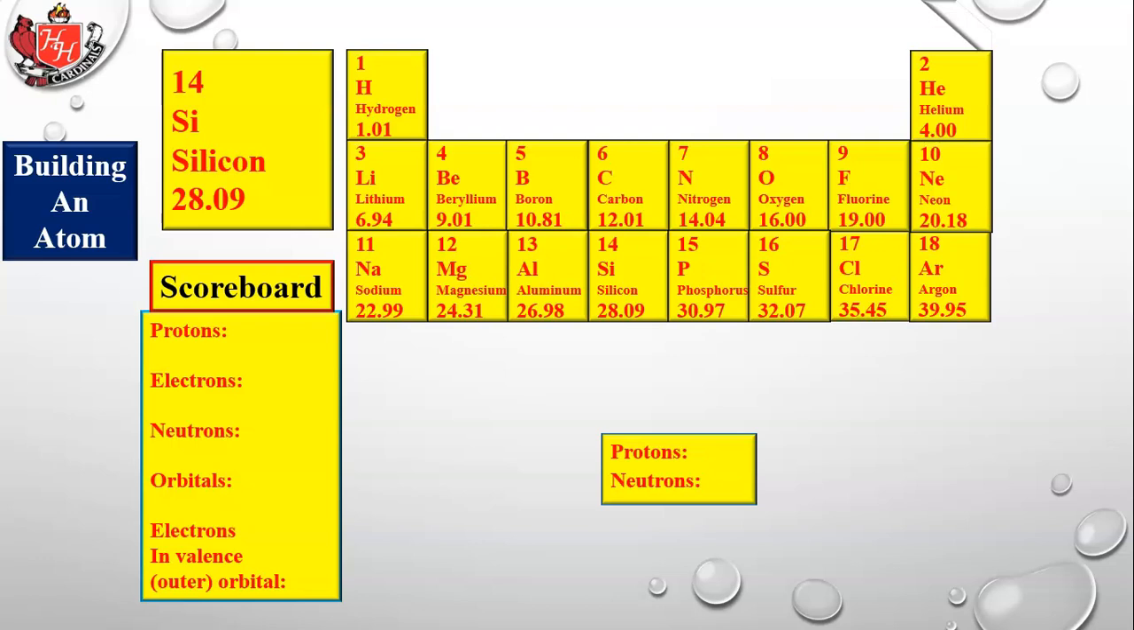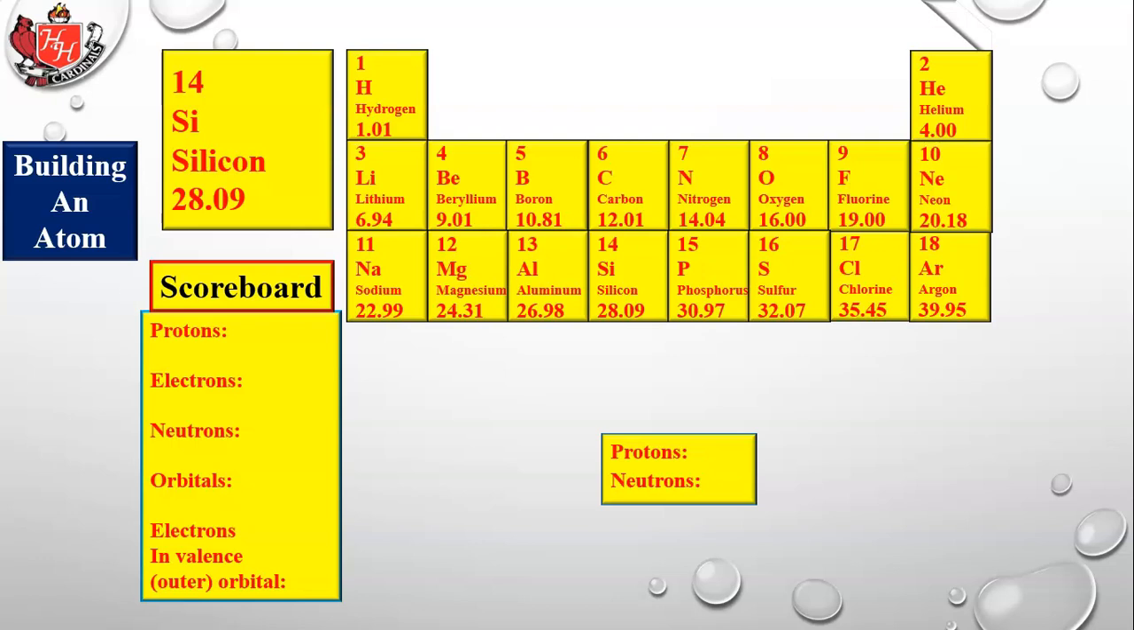Okay, so now we're going to go ahead and write out a scoreboard. So it's number of protons, electrons, neutrons, orbitals, and valence electrons, electrons in the valence orbital. Down in that blank area on the lower right, you see a rectangle that says protons and neutrons. That's where we're going to put our diagram. That rectangle represents the nucleus. So you have protons and neutrons in the nucleus. I draw it as a rectangle so it won't be confused with the orbitals.